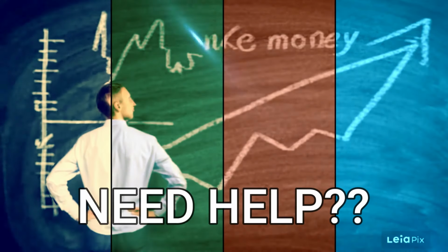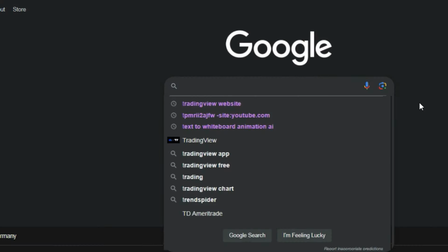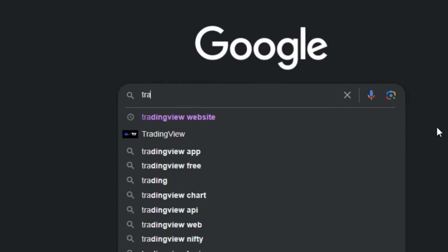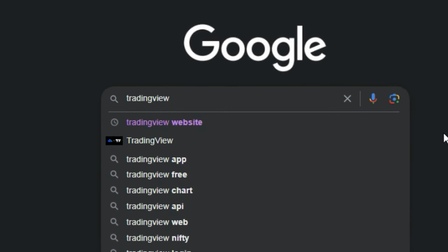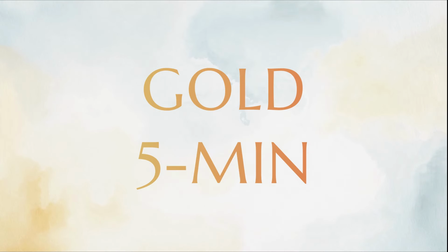Need help making money trading? Try scalping. Let's hop on a popular trading platform called TradingView. We'll check out a gold chart with a 5-minute time frame.